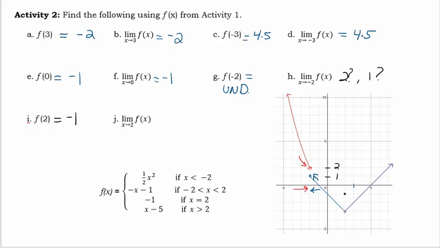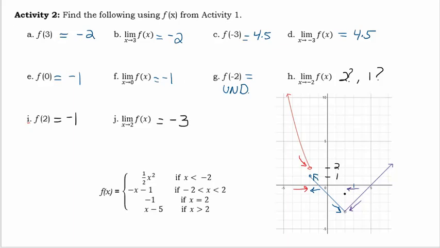What is the limit as x approaches 2? So if we look at x approaching 2 from the left, the y value is getting close to -3. If I look at approaching 2 from the right, the y value is getting close to -3 as well. So the limit as x approaches 2 is -3.